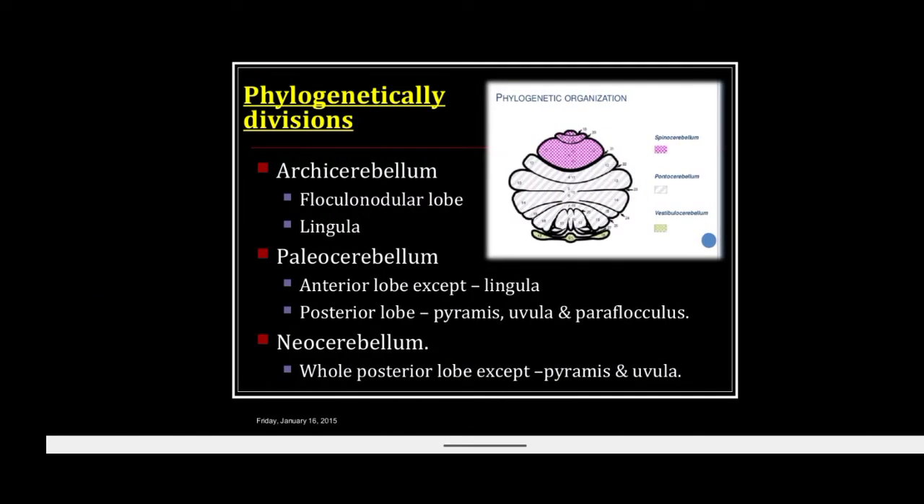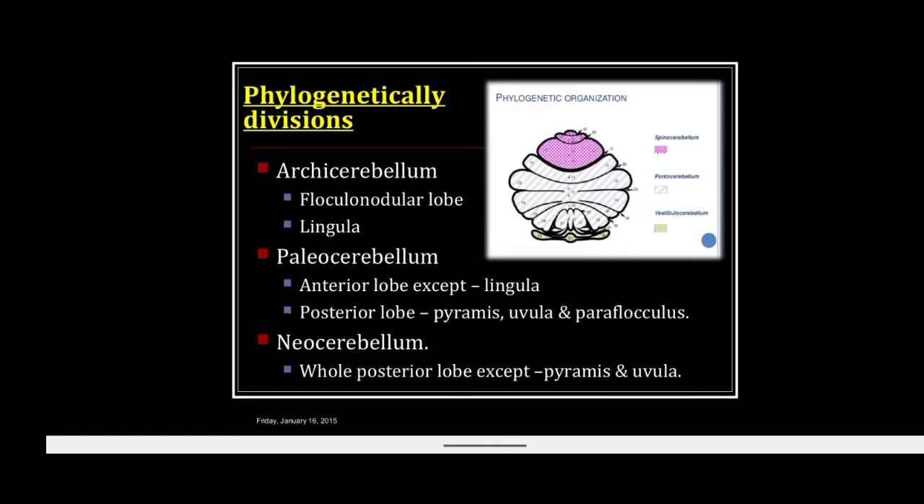Come to the phylogenetic division. Phylogenetic means it is divided in order of evolutionary sequence, that is divided into three parts: archicerebellum, paleocerebellum and neocerebellum. Archicerebellum consists of lingula and flocculonodular lobe, and it is the most primitive part of the cerebellum, and it is mainly concerned in maintaining equilibrium.